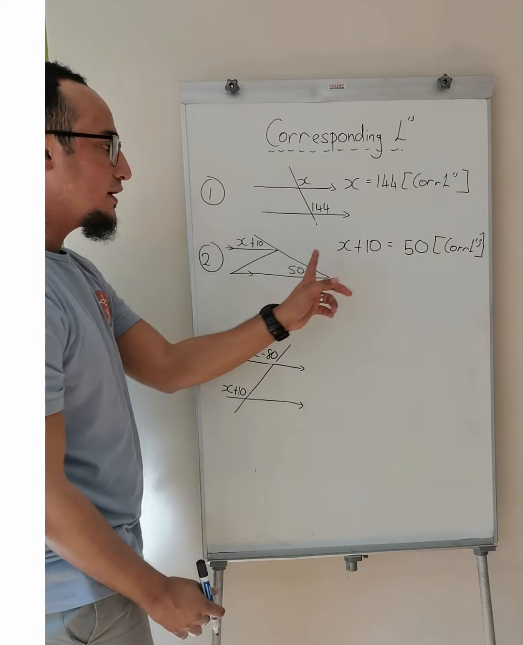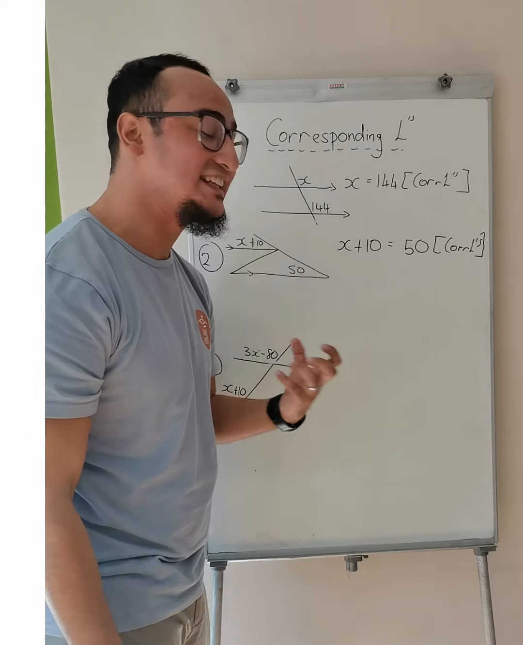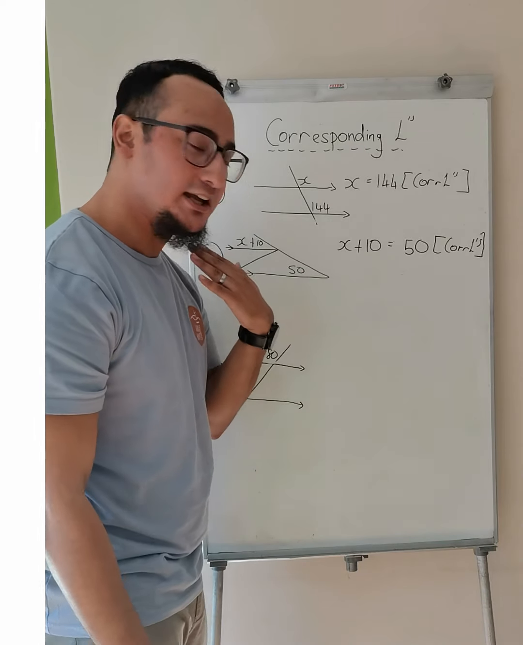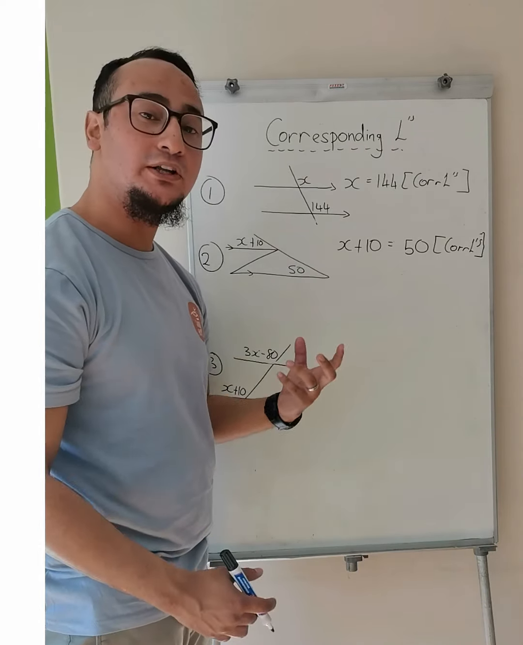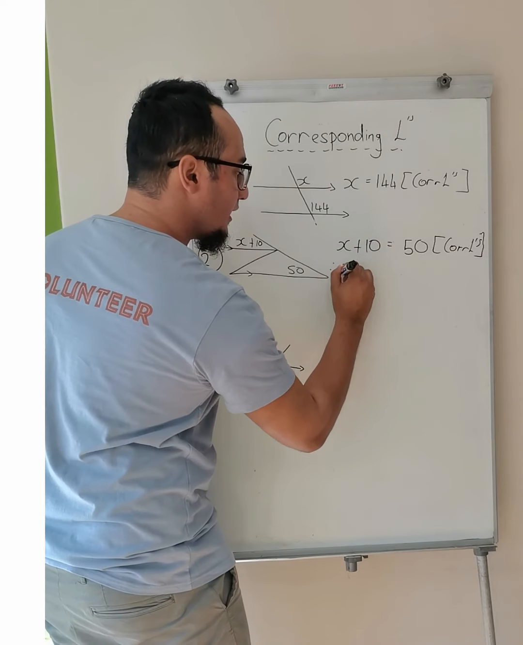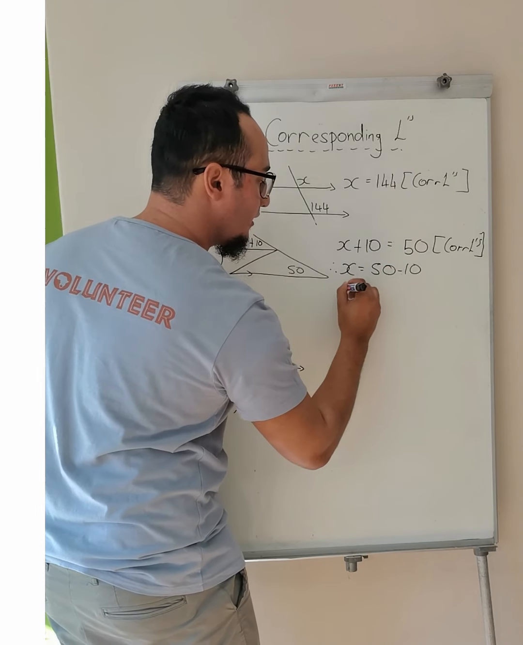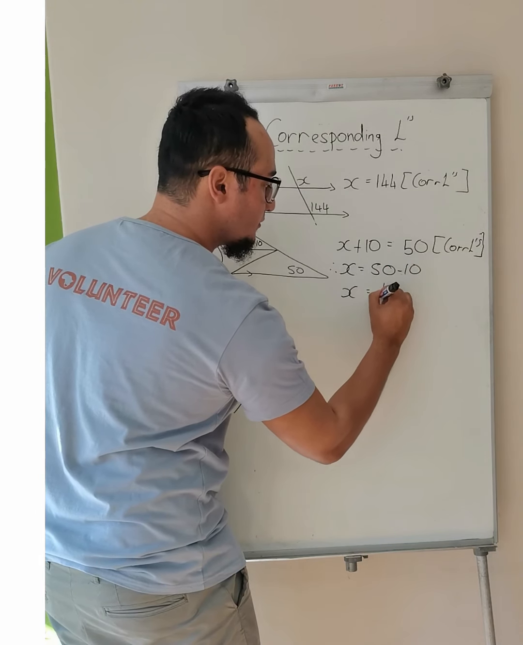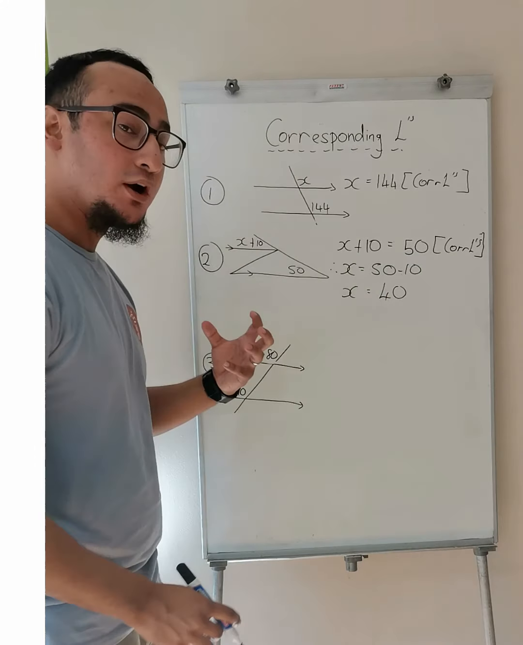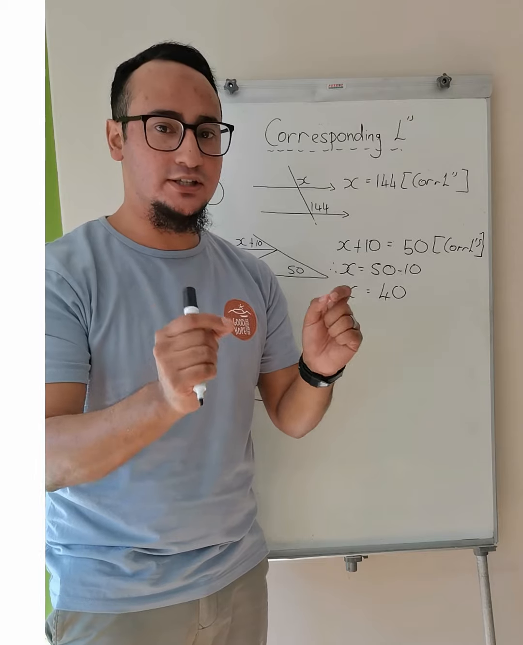Alright? Now, once you see that over there, have you seen that before? Yes, you have. That is known as an algebraic equation. And what do I do? X is one side, numbers on the other. So therefore, x is equal to 50 minus 10, and x is therefore equal to 40. Now, that is the value of x. Let me prove to you how the two angles are the same.